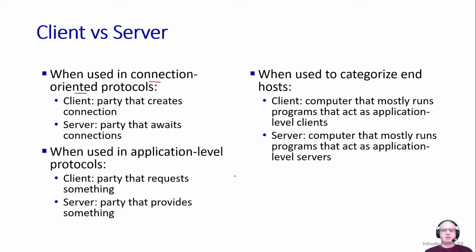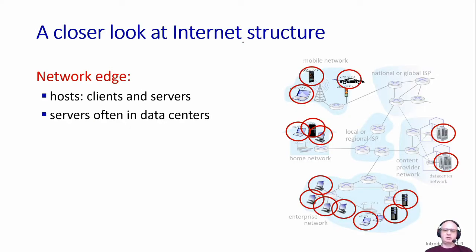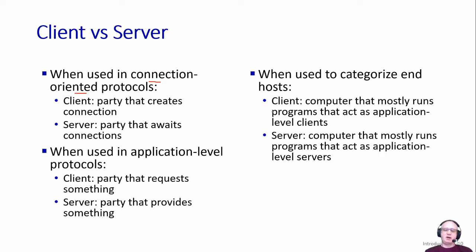Now, when we talk about clients and servers in terms of end hosts, like here shown on this slide, the servers are machines that are often stored in data centers, like here, and clients may be other machines at the network edge. Then in this case, a client is a term for a computer that mostly runs programs that act as application level clients. And a server is a computer that mostly runs programs that act as application level servers. But it's not to say that computers cannot run a mix of both.